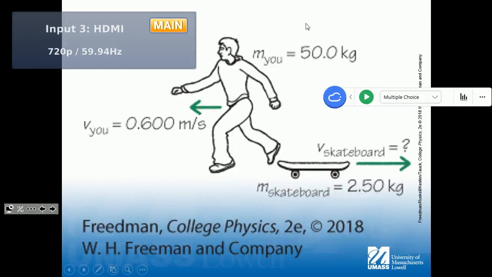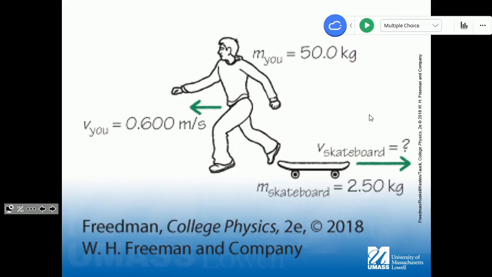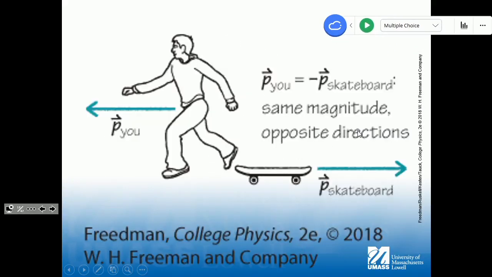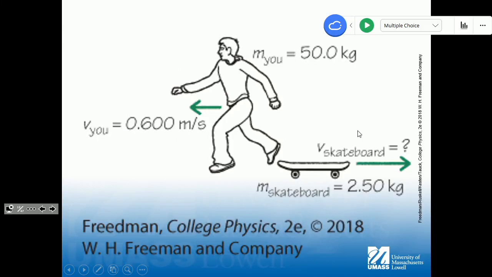Okay. So it is possible to find the speed. It is also, once you have the speed, possible to compute the kinetic energies. So, without actually computing it, your mass is 50 kg. The mass of the skateboard is 2.5 kg. Which one will have a larger kinetic energy? The skateboard. And significantly so. It has much more, given the ratio of those masses.